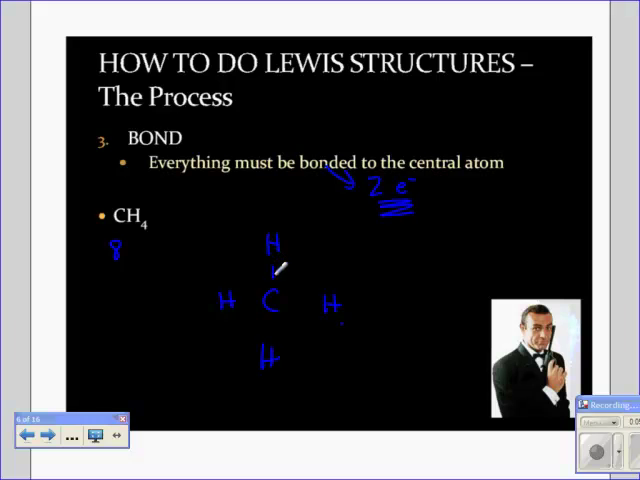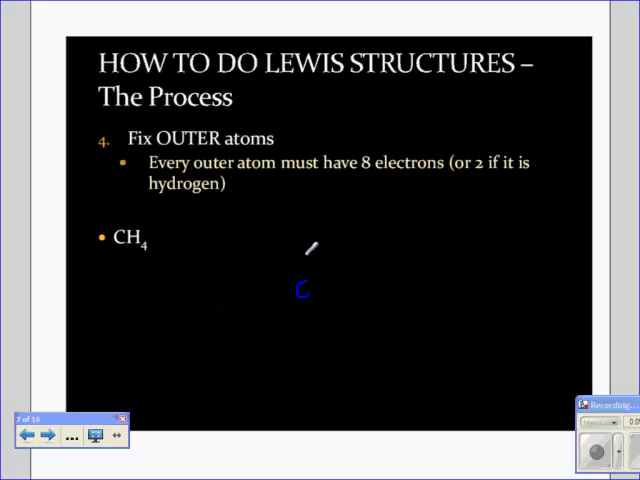So I go bond, bond, bond, bond. That's 1, 2, 3, 4 bonds. Each bond gives me 2, so I just used 8, which takes me to 0. I like 0. That's where I have to end up every time. I have to put all 8 in. And then the next thing I would do is I would fix the outer atoms.